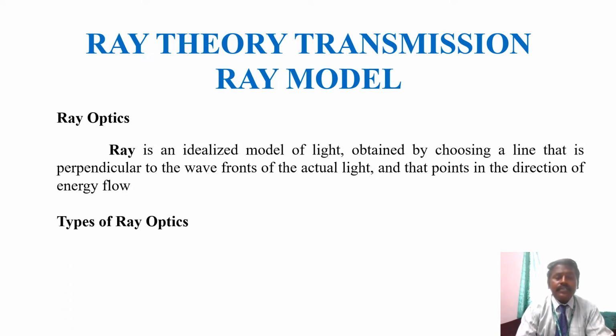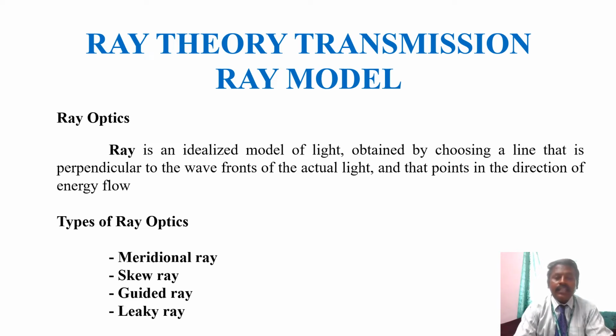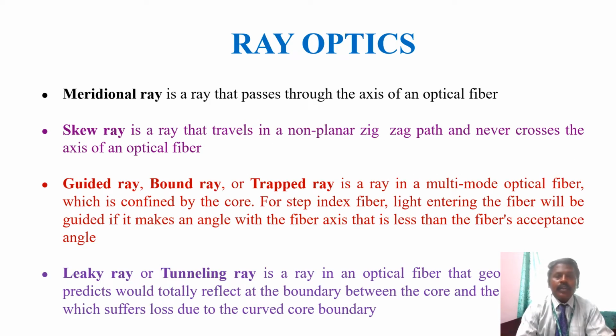What are the types of ray optics available? The first is called meridional ray, and the second is called skew ray. The third is guided ray, and the last is leaky ray. So these four different types of ray optics are available in our ray theory transmission, based on the wave flow from transmitter to receiver. Now we will see ray optics, where, as I told you, there are four different methods.